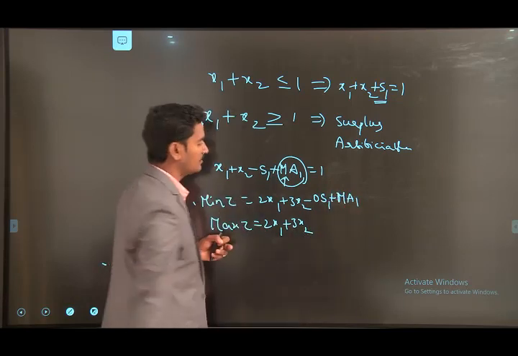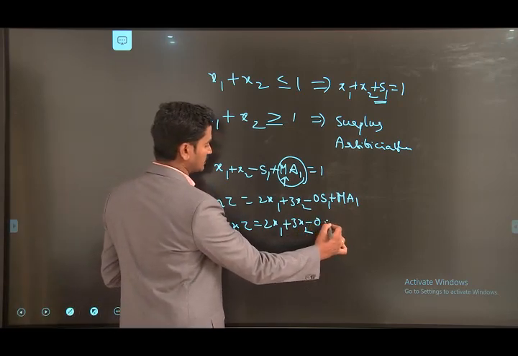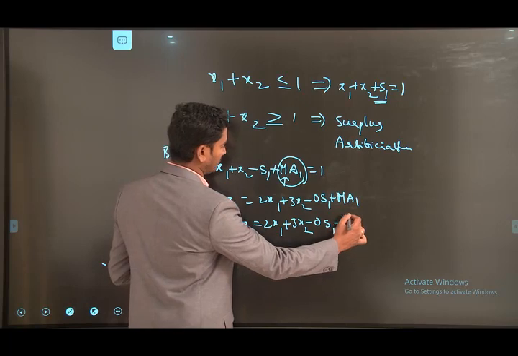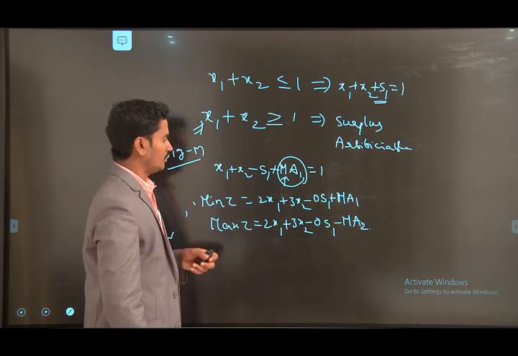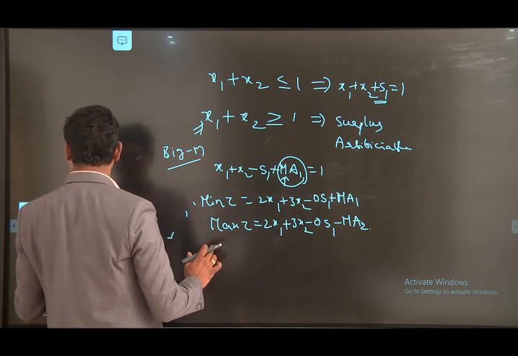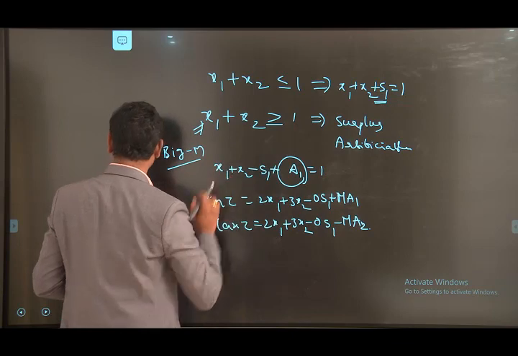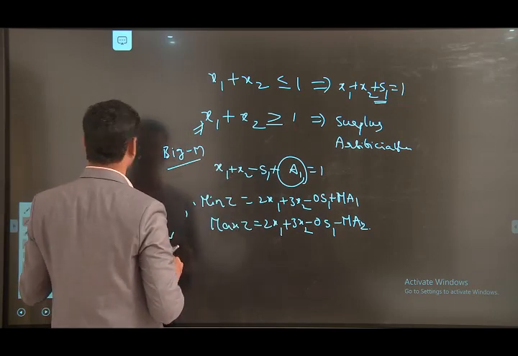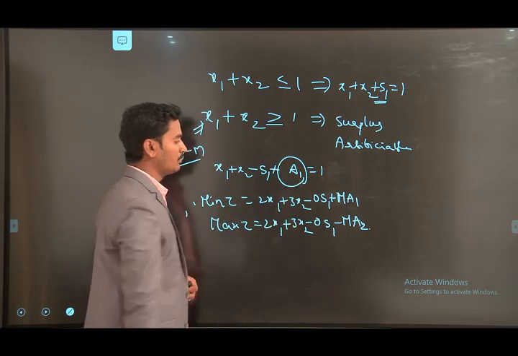We have taken this objective function as a minimization case. Coming to the maximization case, 0 S1 minus M A2. We have to take this M A2. Here we made one mistake. Converting the inequality, there is no need to take any contribution here. We are adding only one artificial variable, A1.